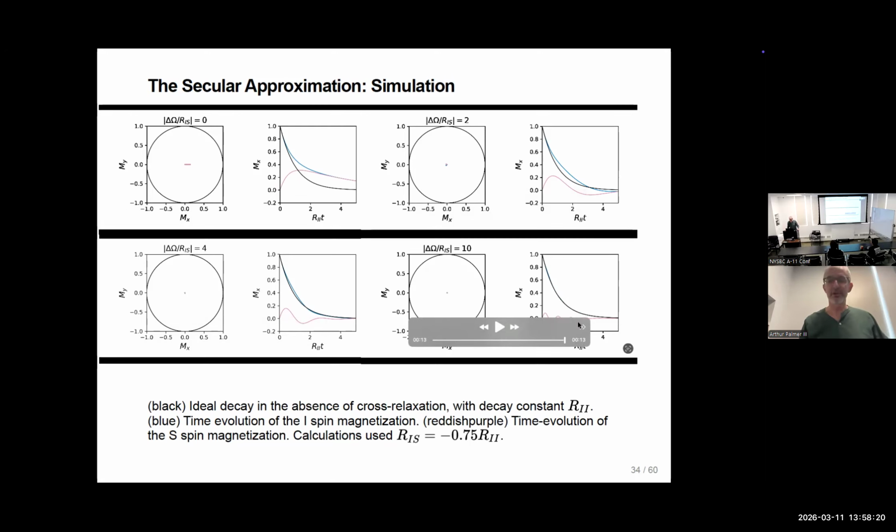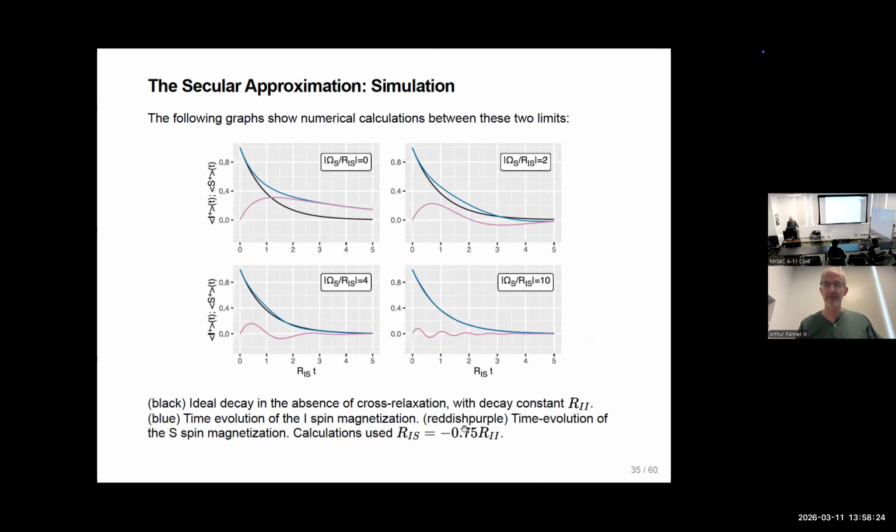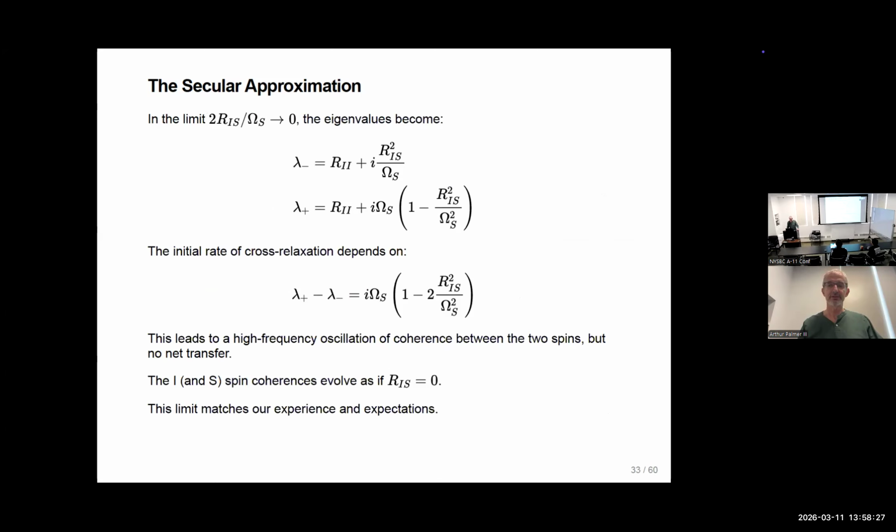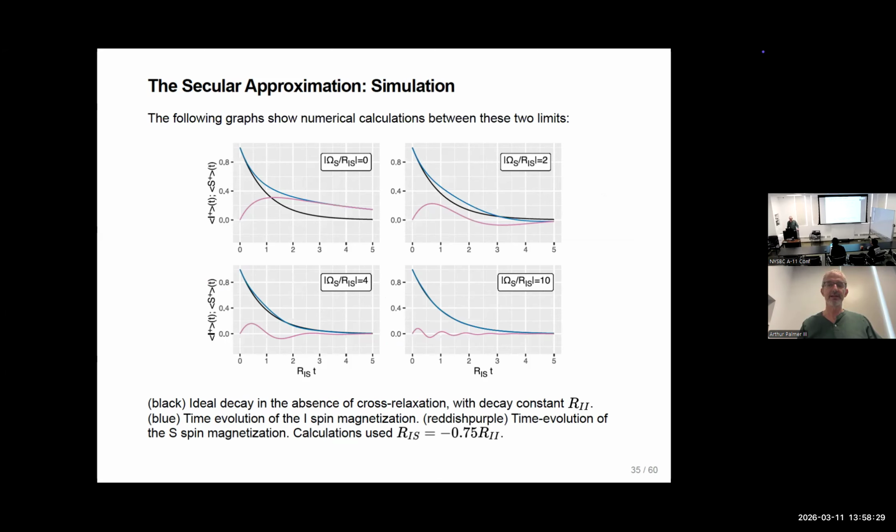So where did this come from? Now, if we go back a second, here's just the picture again. When the shift difference is near zero, we see magnetization exchange. And as the shift difference increases, the relative phase evolution gradually quenches the exchange of magnetization because of this in-phase and out-of-phase property.